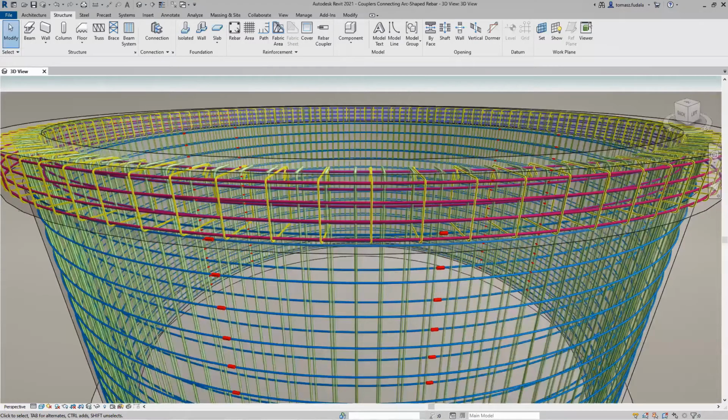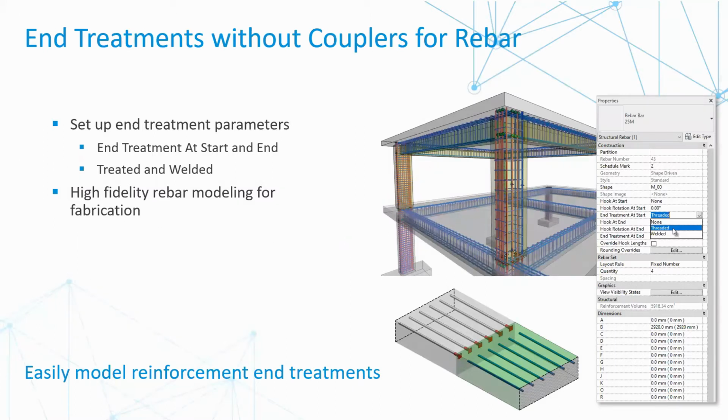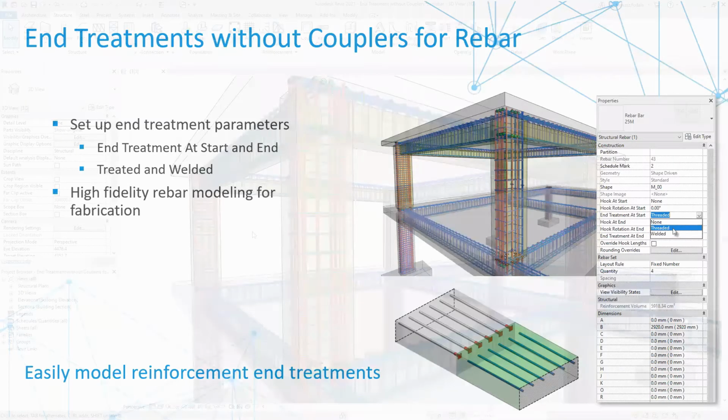Another very nice feature that Autodesk have introduced to Revit 2021 is end treatment on our rebar without having to add our couplers. Now, we can set up end treatment parameters at start and end of your bars. You can specify if it's threaded or welded. And there's obviously high fidelity rebar modeling for fabrication. As you can see, it's a very easy tool to use.